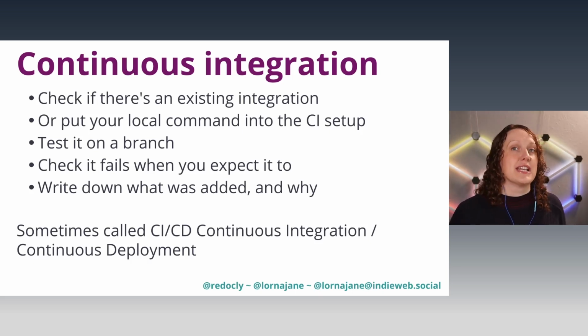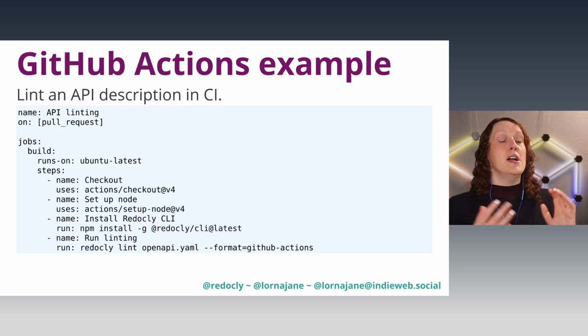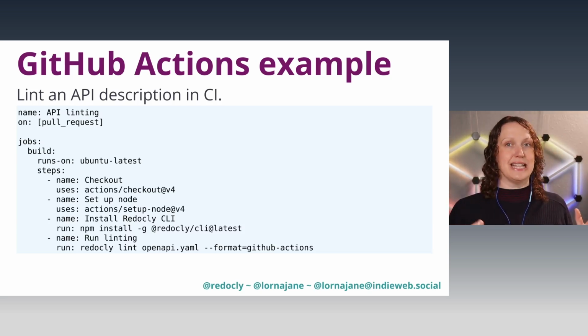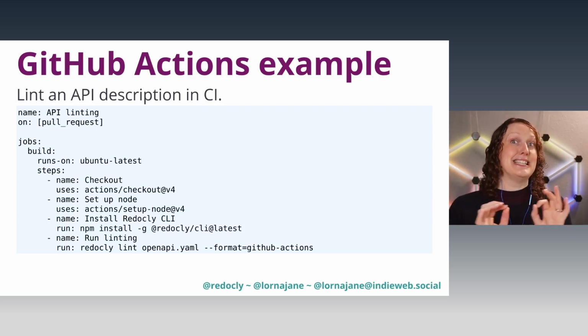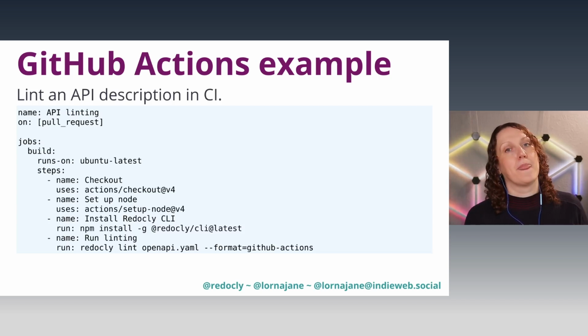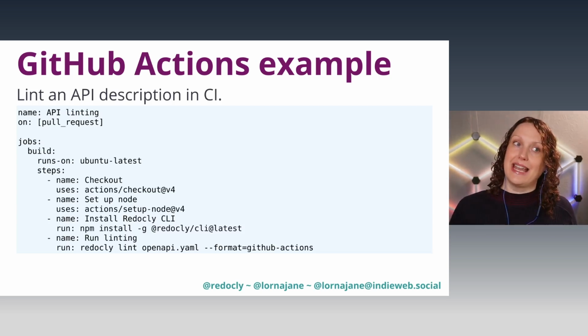Next, let's look at an example. All very well me saying, oh, just add it into your CI. This is an example. It's a real one. Redocly makes a CLI tool that does OpenAPI linting. So this is Redocly's CLI, linting an OpenAPI file. The command that I use locally is the last line in this configuration file.